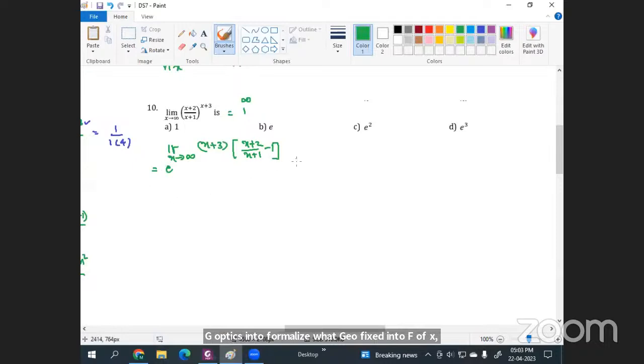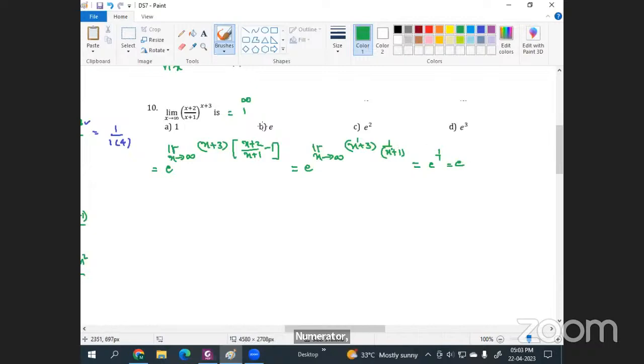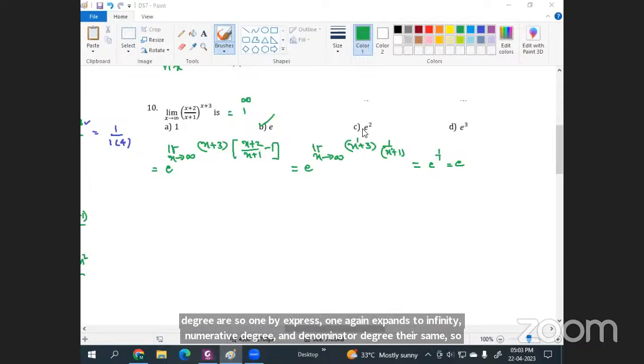So I can go for further simplification. e power limit x tends to infinity, (x plus 3) into ((x plus 2) minus (x plus 1)) by (x plus 1). The x will get cancelled, then 2 minus 1 is 1. So 1 by (x plus 1) again as x tends to infinity, numerator degree and denominator degree are the same. So that equals 1 by 1. It is e. So the second option is the right option, right?